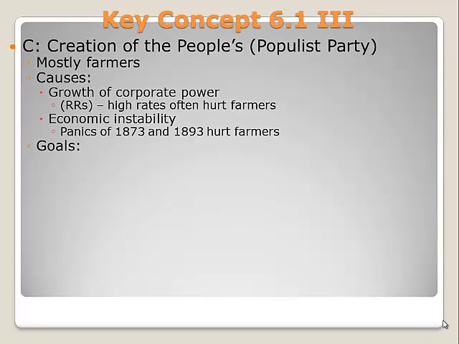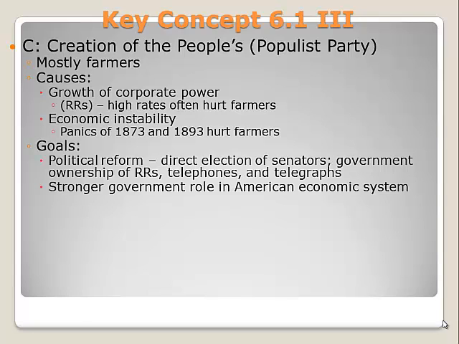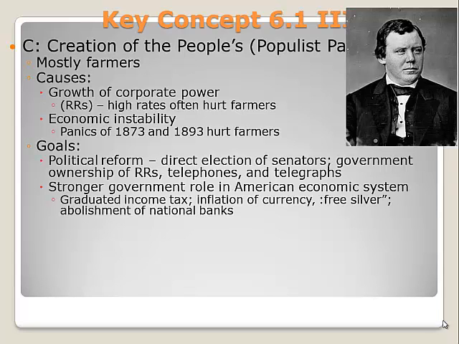So what were the goals of the People's Party or the Populist Party? Well, they wanted political reform. They wanted things like the direct election of senators. They wanted government ownership of railroads, telephones, and telegraphs. The direct election of senators, we'll learn during the Progressive Era, does come to fruition with the 17th Amendment. They also advocated a stronger government role in the American economic system. They favored a graduated income tax, inflation of currency, which is known as free silver, and the abolishment of national banks as well.